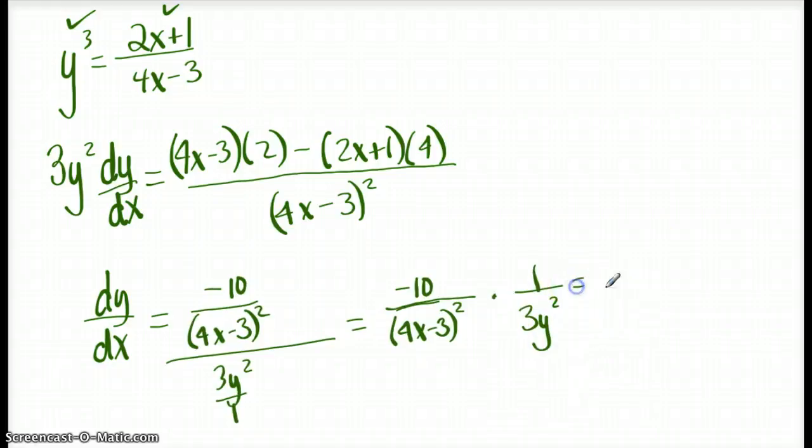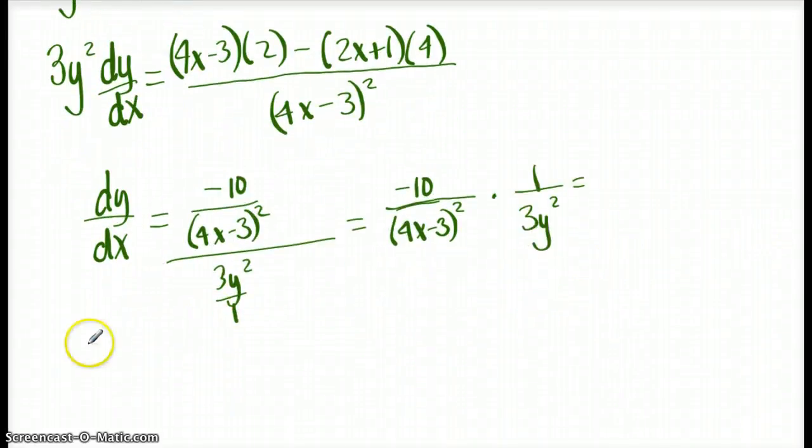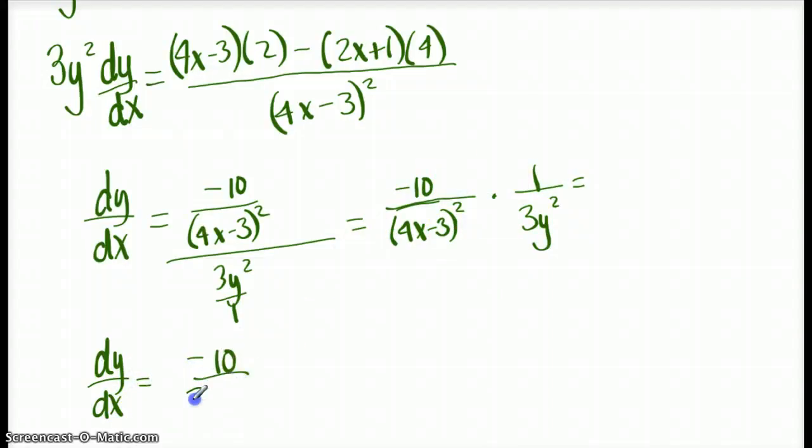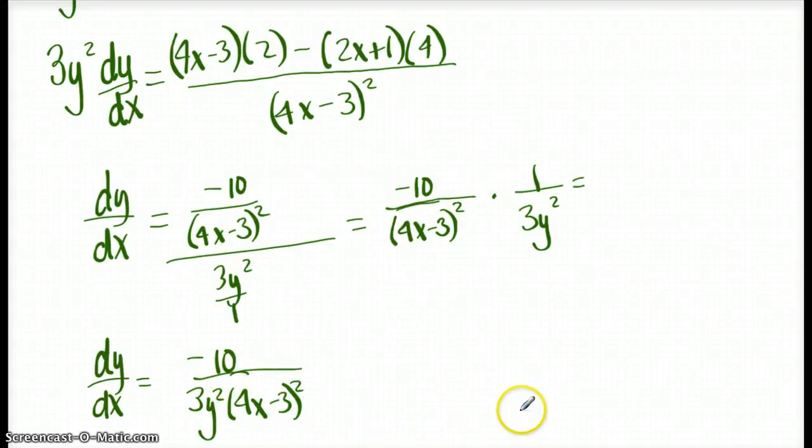Times 1 over 3y to the second. So I have dy/dx equals, do you see what I did here? So I need negative 10 over 3y squared times 4x minus 3 squared. This is a lot easier to look at than this is. Okay?